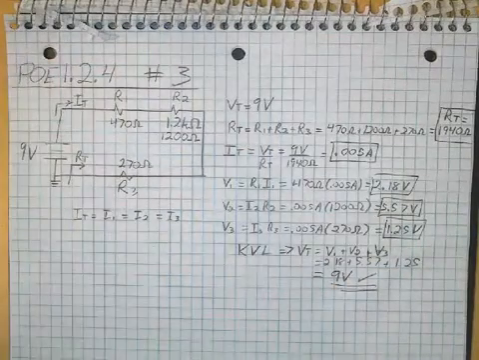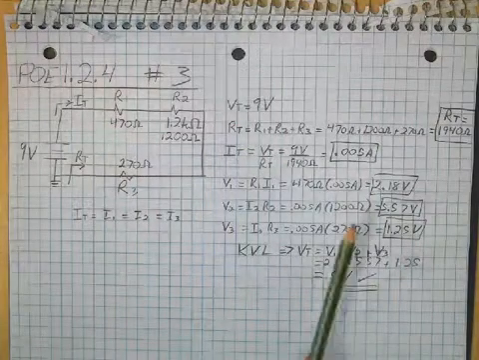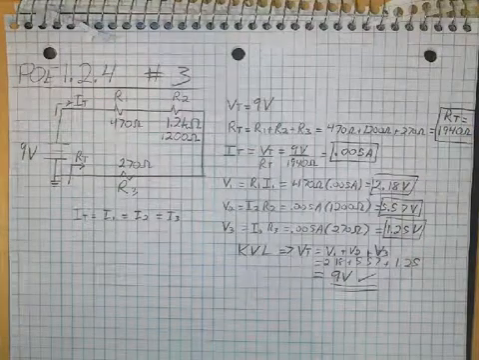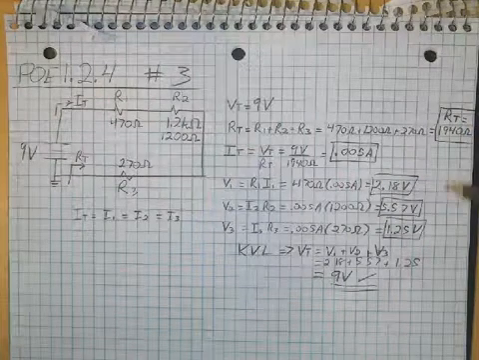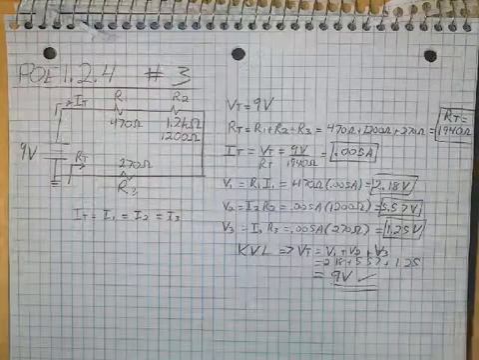So there I have the solution for RT, IT, that's the resistance total, current total, and then our voltage at resistor 1, voltage at resistor 2, and the voltage at resistor 3.